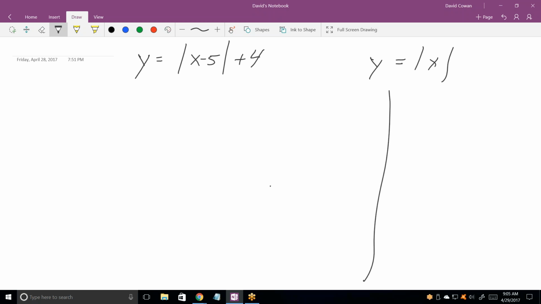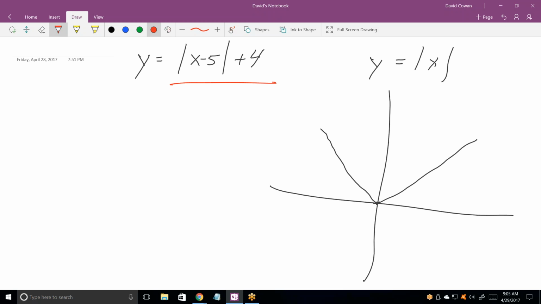How does that graph? Starting from 0, it's like a big V. Now, what two things do we have going on that are transformations? The minus 5 on the x and the plus 4 outside the absolute value. Okay, what's the minus 5 mean? It means you move it 5 places to the right. Okay, so the new vertex is there. And then what's the plus 4 mean? You move it up 4.